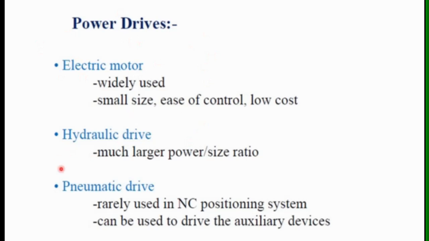Then the hydraulic drive system is used where larger power is required, and its size ratio increases here. Also, the pneumatic type of drive is very rarely used in NC positioning systems and can be used to drive auxiliary devices only. Okay, this pneumatic drive is very rarely used.